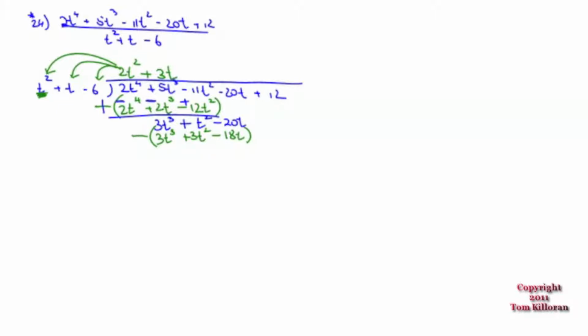See what happens. First, change all the signs. So this becomes positive, this becomes negative, this becomes negative, and this becomes positive. Draw my line. So the 3t cubes cancel. t squared minus 3t squared is -2t squared. Be careful of your signs. -20t plus 18t is -2t. Minus 2t. Plus 12. And drop down the 12. Whew.